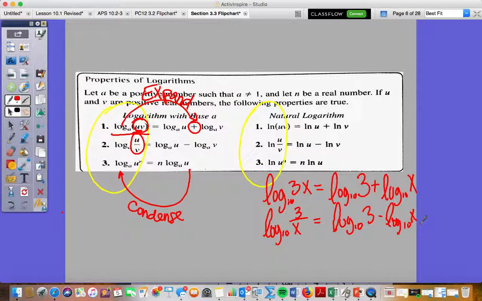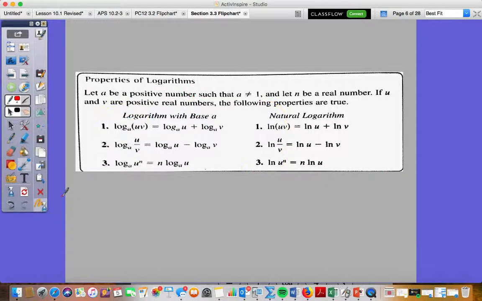So division would be broken out or expanded with the subtraction. Multiplication is the addition. There's only one more, okay? And that's what's called the exponential, okay? So we'll do the exponent. Is everyone good on these two? We're good here? Okay. So the exponent one says this.